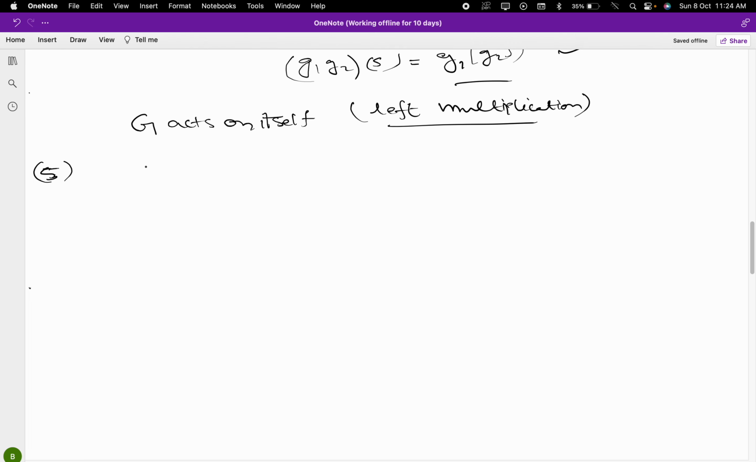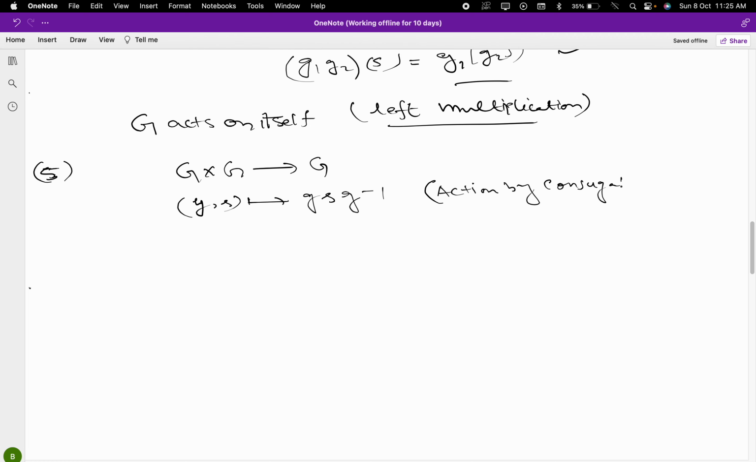Okay, so I am defining G cross G to G. How am I defining it? Any element G and any element S. Reminder that G is an element of G, S is also an element of G, the same group G, right? So this goes to G S G inverse. This is called action by conjugation, or conjugacy, right?